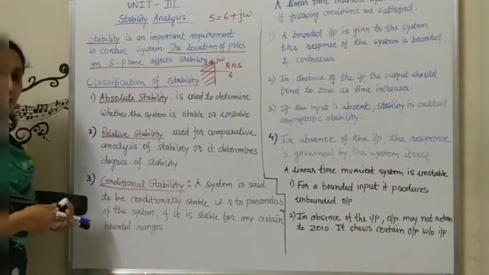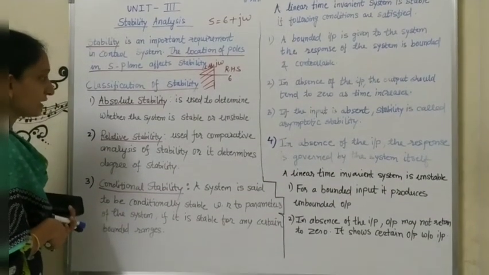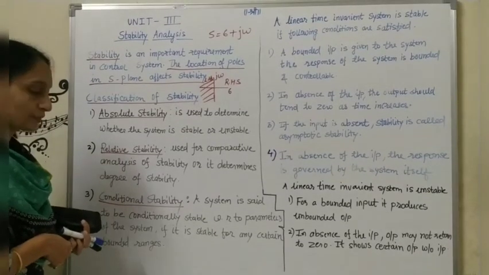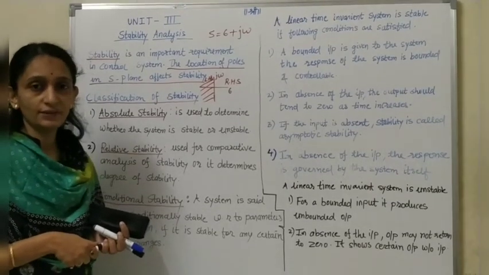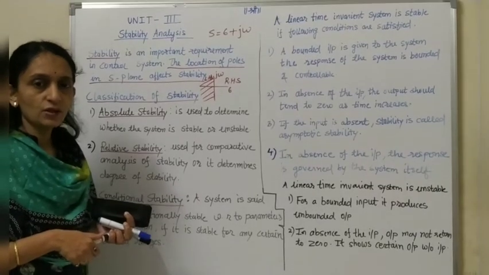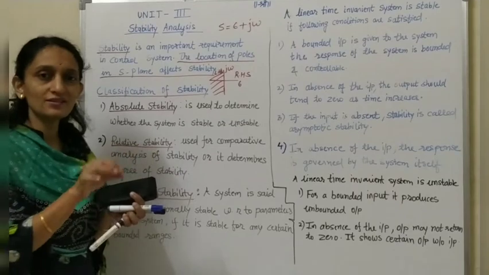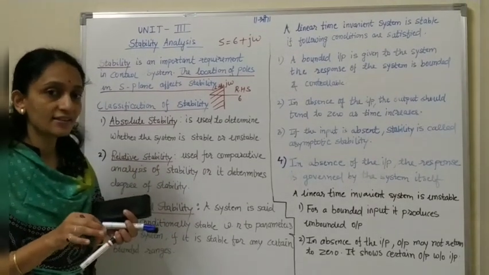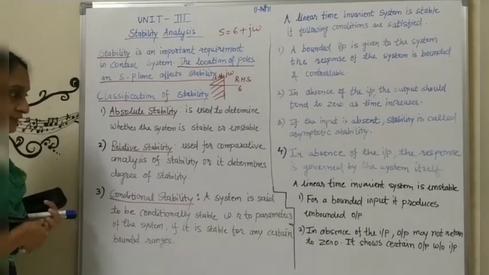Number 1, absolute stability. Absolute stability is used to determine whether the system is stable or unstable. Generally we have to comment on the stability, whether system is stable or unstable. So simply we will conclude the system is stable or unstable. We cannot do the analysis there. So that is called absolute stability.